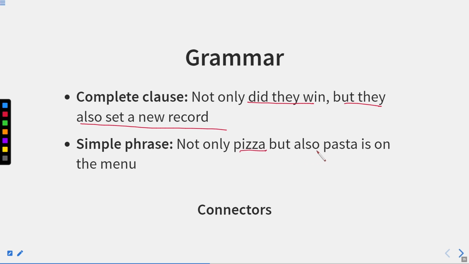Not only pizza, but also pasta is on the menu. Now here you can see single words are being attached with the help of not only and but also. So here we should not use a comma, but in the above sentence you can see we are writing the entire clause, the structure of subject plus verb. So there we are using a comma just to make it clear that these are the two clauses that have been joined with the help of not only and but also. Now let us move to the next one.